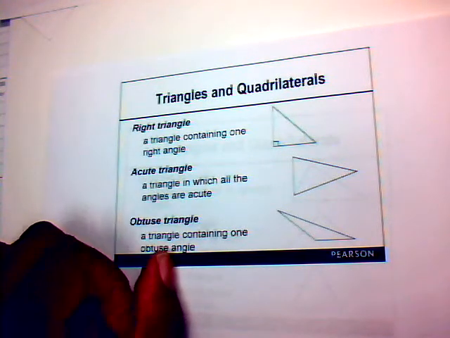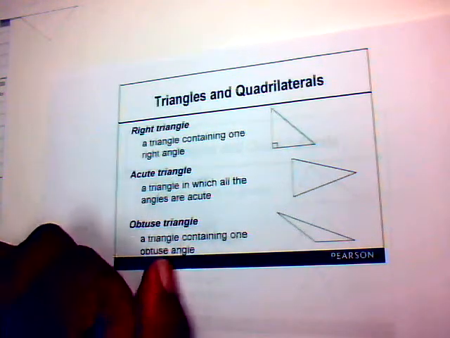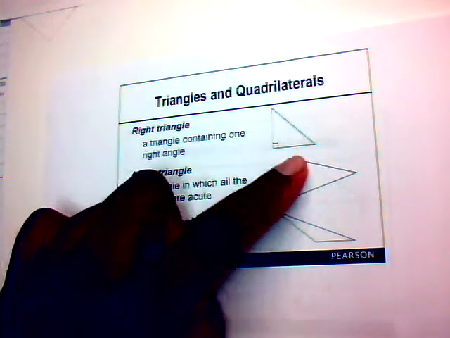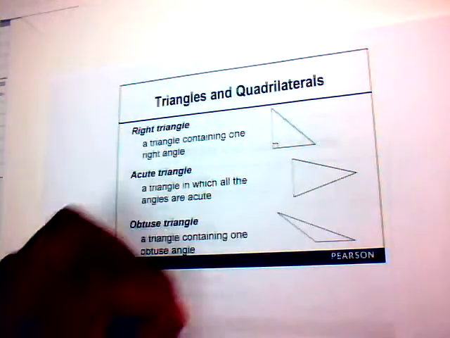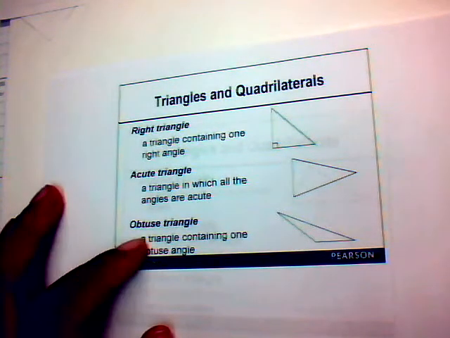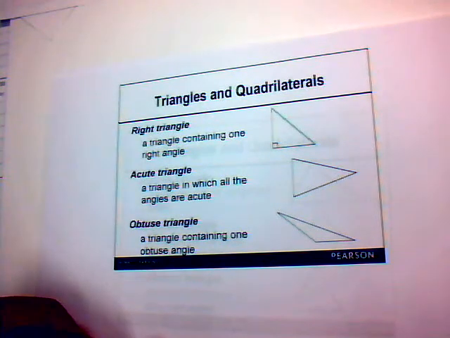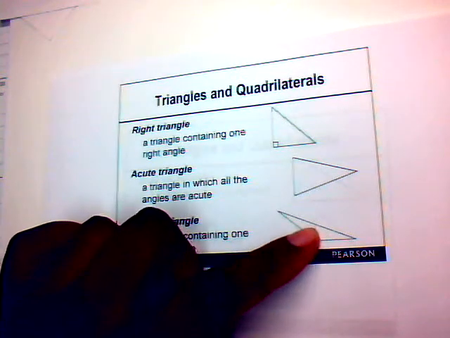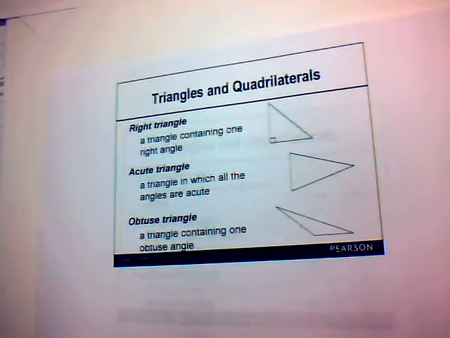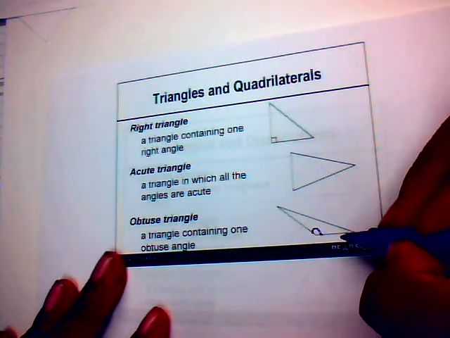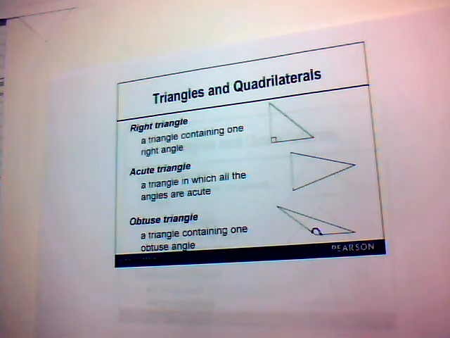An acute triangle is this. That's a triangle where all the angles are acute. So you have all these angles that are less than 90 degrees. So that means you have an acute triangle. And an obtuse triangle is a triangle containing one obtuse angle. Here's that obtuse angle in this particular situation. So here we have the obtuse angle. So that means that triangle is obtuse.